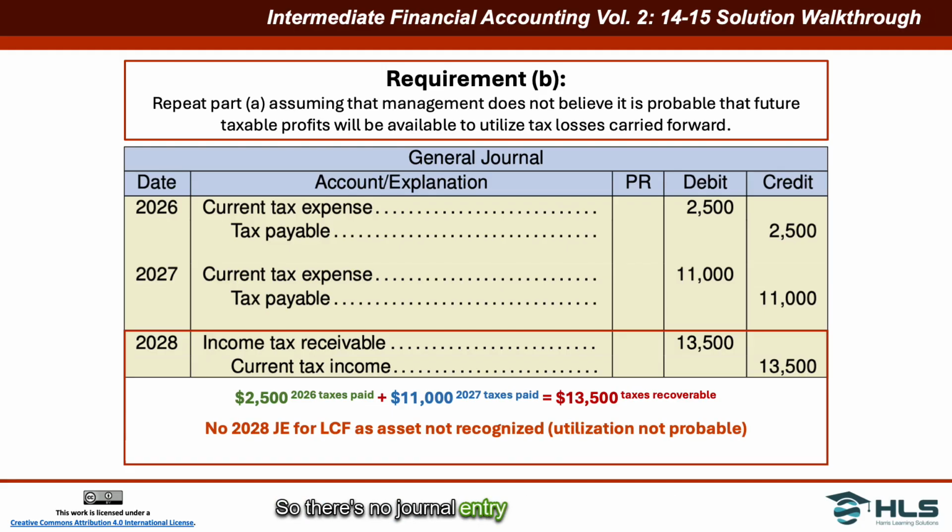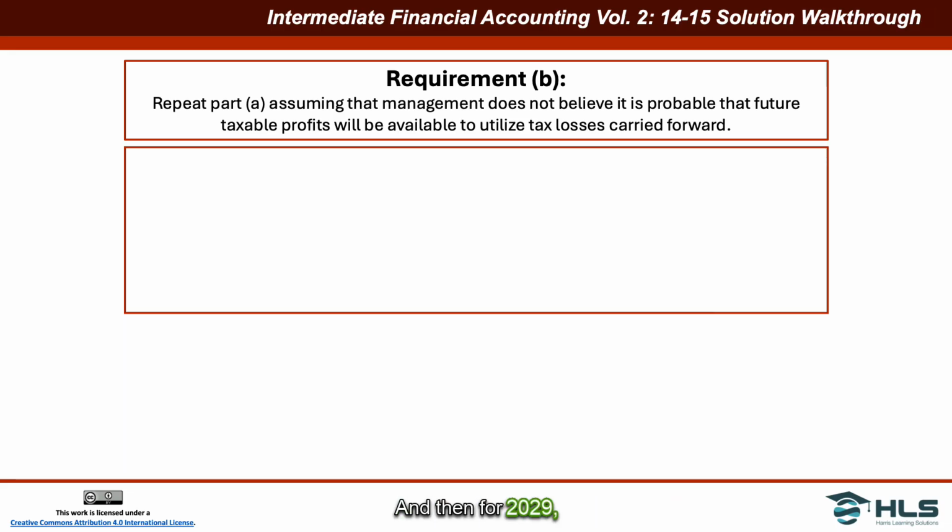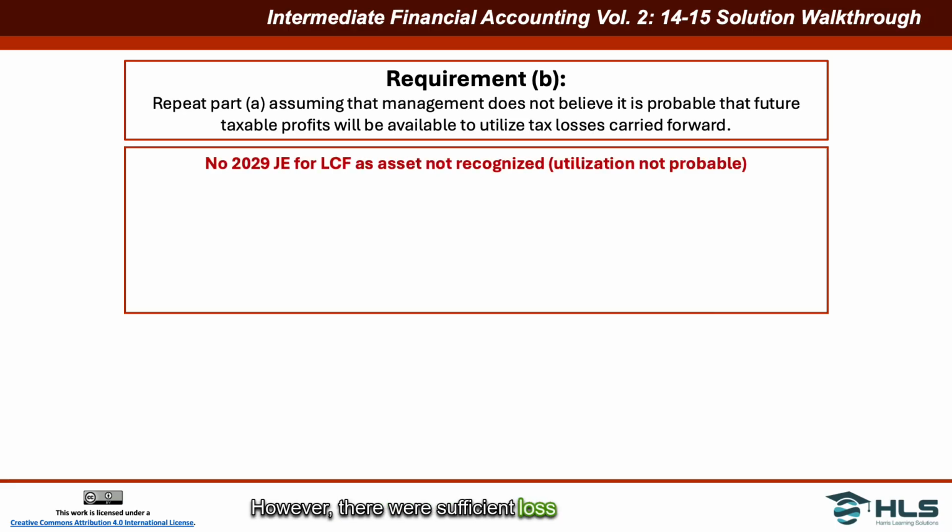So there's no journal entry in 2028 for the loss carry forward since it's not probable that those losses can be utilized. As a result, we'll have a disclosure in the notes stating that there is a $47,000 unrecorded carry forward loss. And then for 2029, this is when the company had profits again. However, there were sufficient loss carry forwards to apply against that, so there is no current tax expense for the year. And even though there is still an amount available going forward, we still cannot record a loss carry forward deferred tax asset because utilization is not probable.